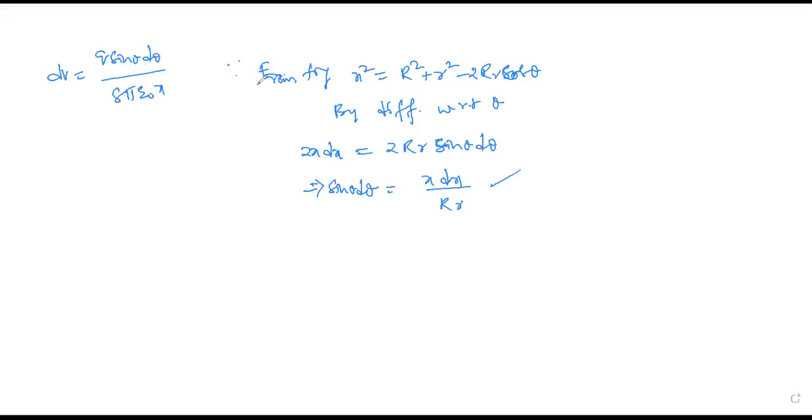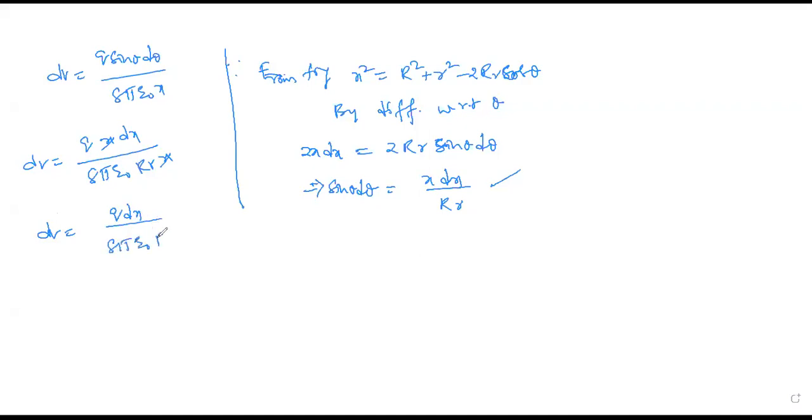Then our equation dV should be written as q into, in place of sin theta d theta, x dx divided by 8 pi epsilon naught capital R small r into x. So this x term will get cancelled. Then dV remains as dV is equal to q dx divided by 8 pi epsilon naught capital R into small r.